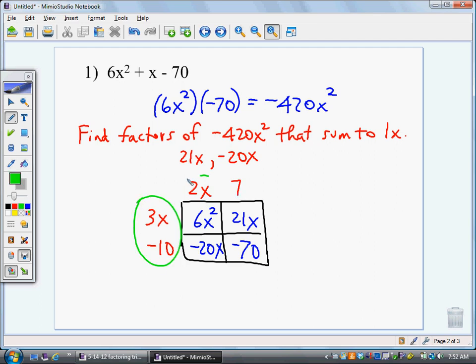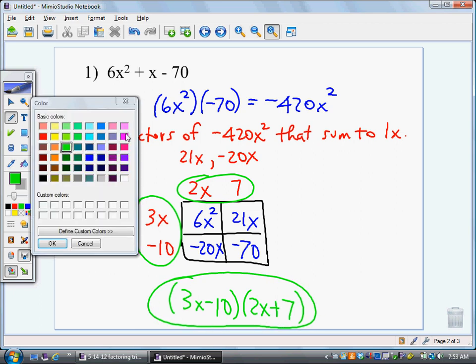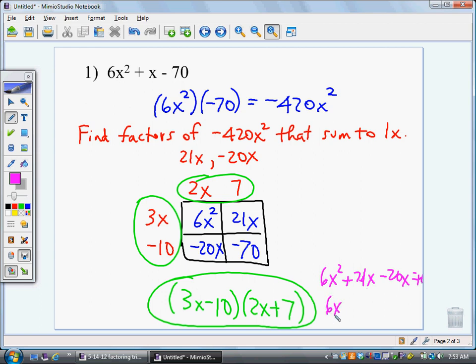Again, these are your binomials. 3x minus 10, 2x plus 7. There's your answer. Check it again by doing FOIL. Make sure that it is correct. 6x squared plus 21x minus 20x minus 70. 6x squared plus x minus 70. That's correct.